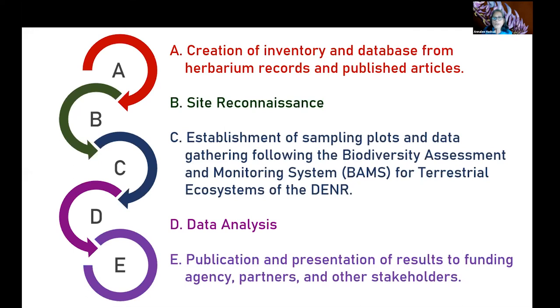So if you look at A, naka-red po yan kasi masisipag po ang aming mga staff. They have started doing an inventory based on herbarium records of what species would be found in karst areas. Kita naman po yan based sa herbarium label. And of course, gathering data on published articles from the net. So nakapagsimula na po. And then B would be site reconnaissance.